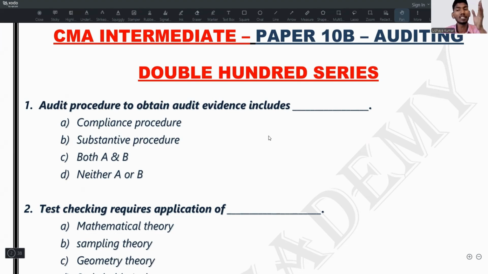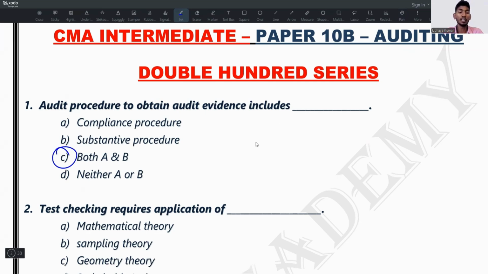First, you need to know what compliance procedures mean. These are the procedures that assess whether the company's internal controls are functioning properly and in compliance with policies, regulations, and laws. Whereas substantive procedures are designed to detect material misstatements in the financial statements. They include test of details, which is nothing but examining the transactions or balances, and substantive analytical procedures, which examine the relationship between financial and non-financial data. Both compliance and substantive procedures are crucial in obtaining sufficient and appropriate audit evidence. So the right answer is both A and B, right?